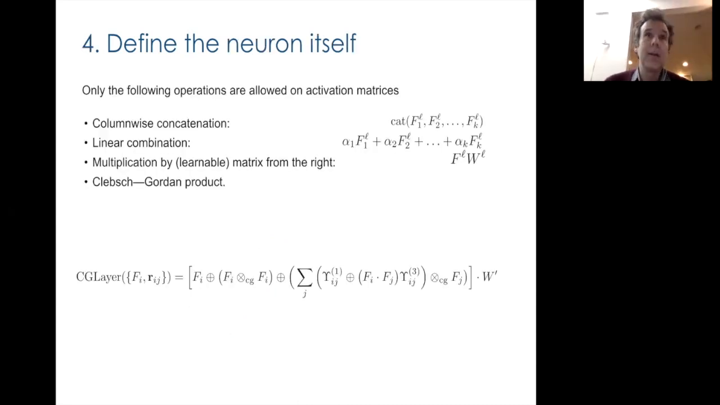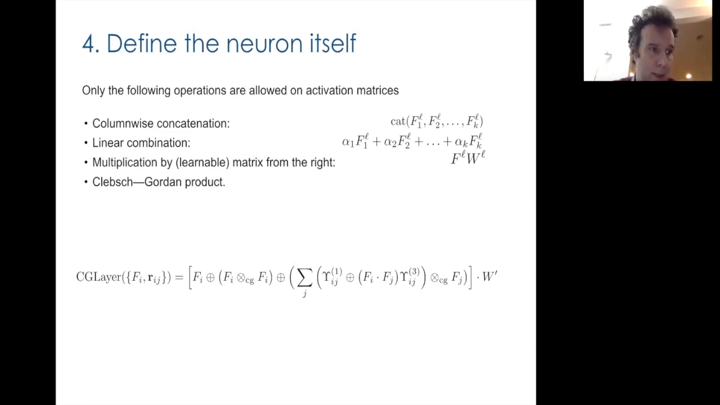Okay, and then the final ingredient is you need to figure out what the neuron is then going to be allowed to do, and these operations are really constrained by everything that I told you in the last 40 minutes. So you're allowed to take linear combinations of these Fourier matrices. You're allowed to column-wise concatenate them. That's fine. You're allowed to multiply them on the right by fixed or learned weight matrices. And you're allowed to do the Clebsch-Gordan product or higher order versions of the Clebsch-Gordan product. And that's everything. So this is what the design of these neural networks boils down to.